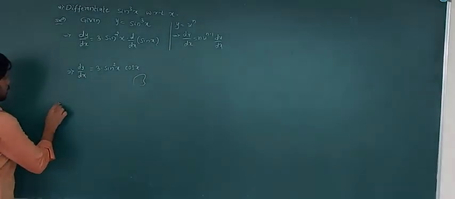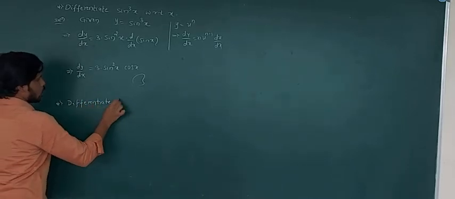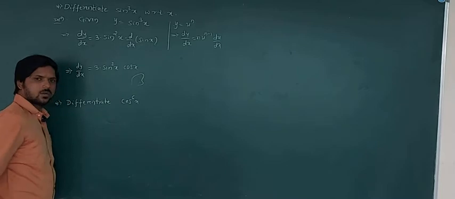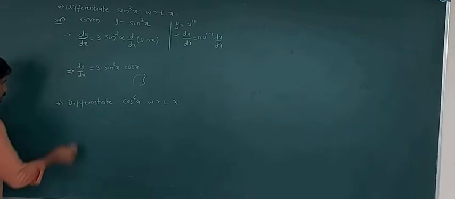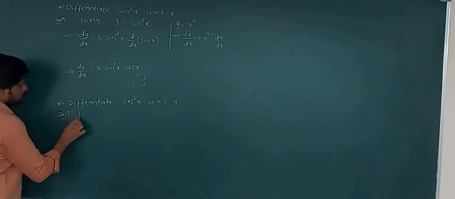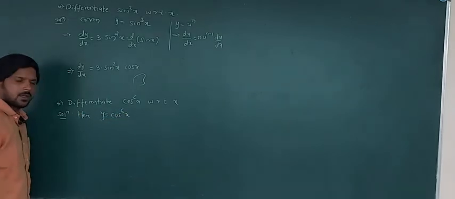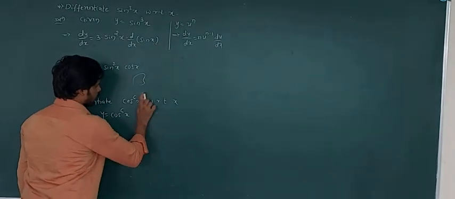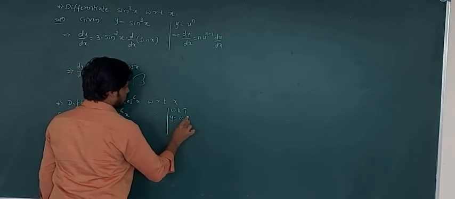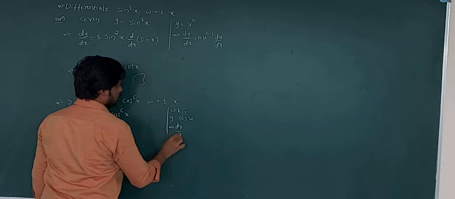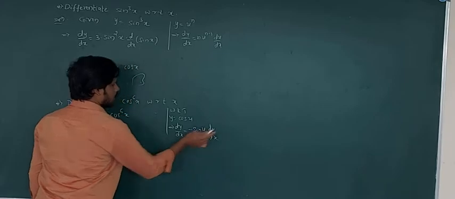Next example, differentiate cos to the power 6x with respect to x. The solution of this example: here y equal to cos to the power 6x, and we know that if y equal to cos u, then dy by dx is equal to minus sin u into du by dx.